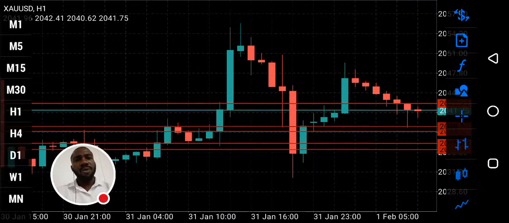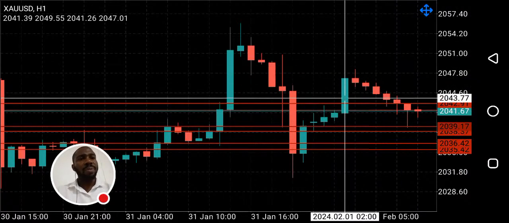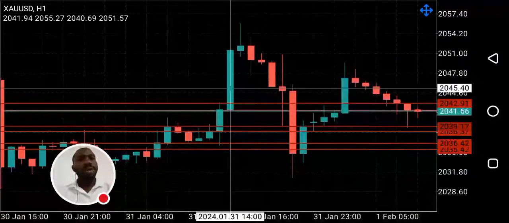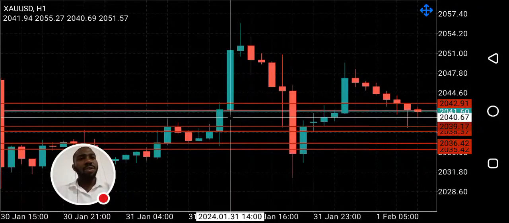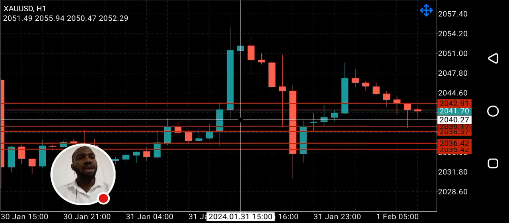Another reason for wanting to buy gold is this bullish candlestick we had here, this last bullish candle. Look at the low here. Can you see this low? That low was not broken.